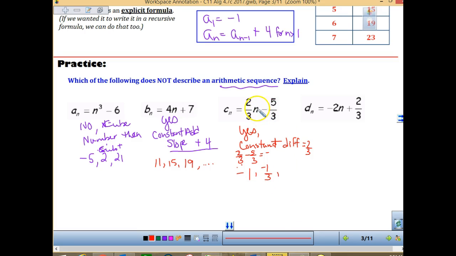If I would plug in 3, I'm going to have 6/3 minus 5/3, which gives us 1/3. 1/3 plus 2/3 is going to give me, right, constant addition. So even though you have fractions and decimals here, you are still adding a constant 2/3, that common difference. You have a slope. So the last one, is it going to be arithmetic? Yes. We have a slope or a constant difference of -2. That is your constant difference.